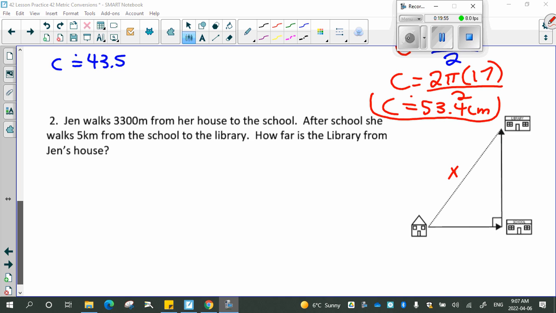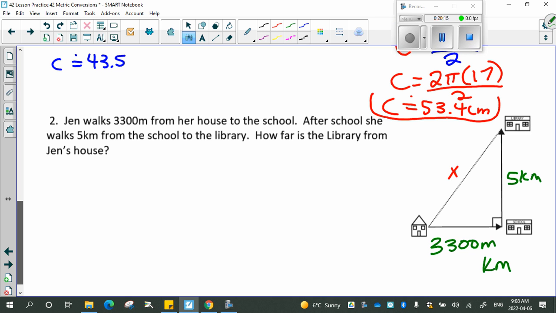Okay, I see lots of people with 3,300. They figured out that's here, and this is here. But you can't use the Pythagorean theorem yet because they're not the same unit. And I like to work with smaller numbers, so I want to change this to kilometers.